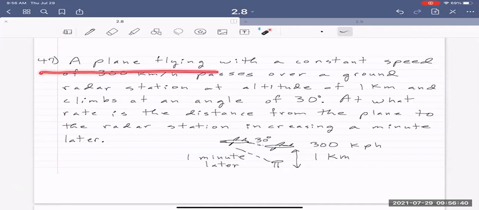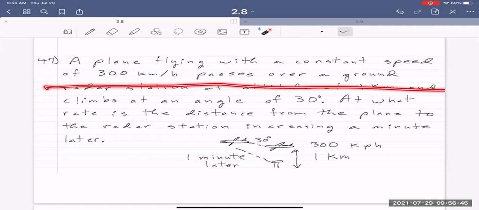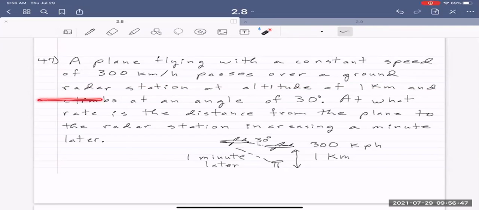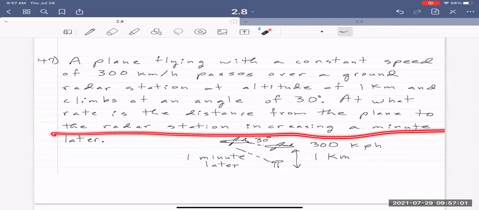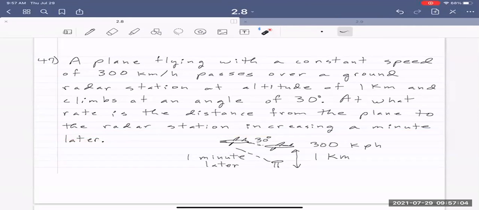Problem 47, a plane flying with a constant speed of 300 kilometers per hour passes over a ground radar station at altitude of 1 kilometer and climbs at an angle of 30 degrees. At what rate is the distance from the plane to the radar station increasing a minute later?